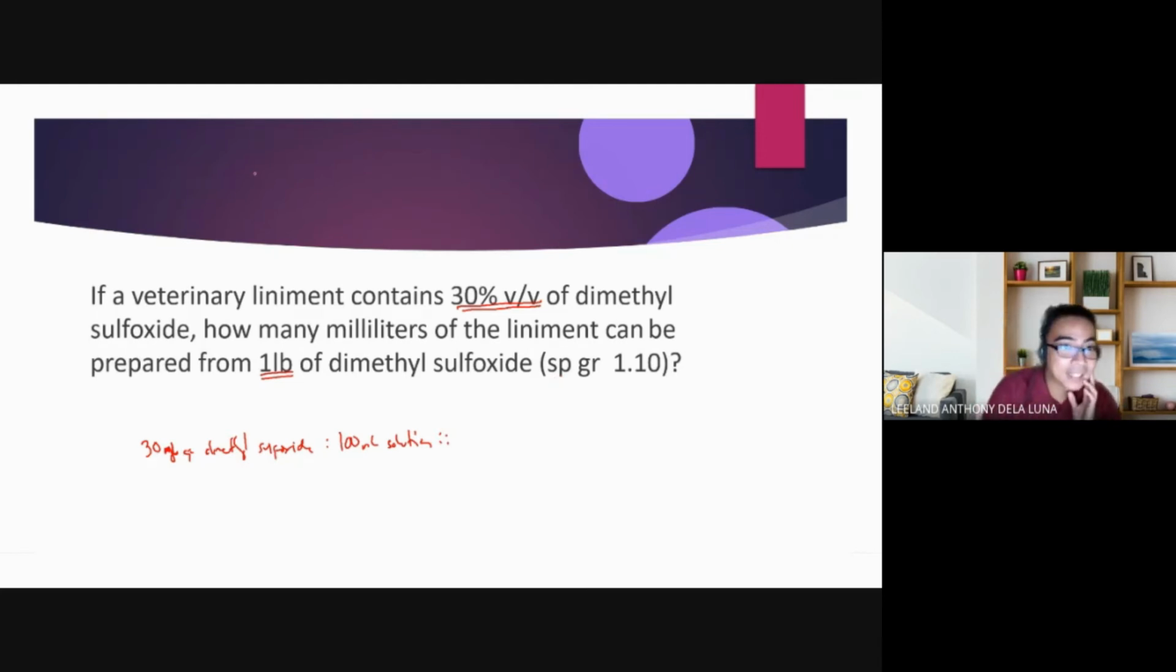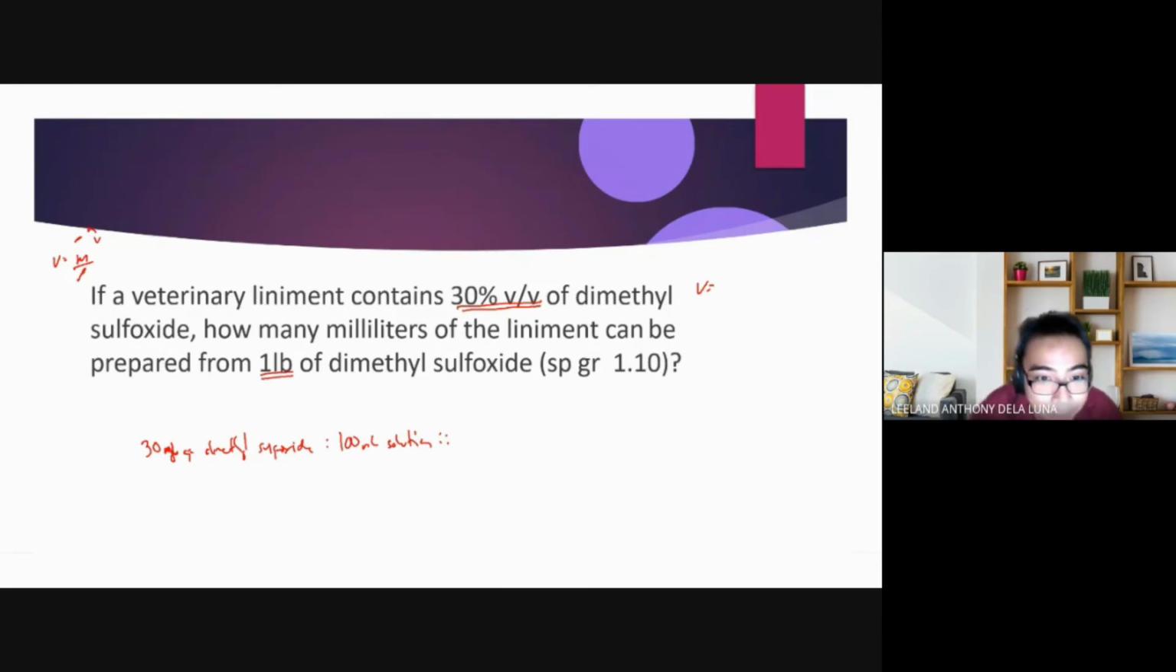So sabi natin, class, if you want to get volume, that's mass over density. Mass over specific gravity or density. So therefore, dito tayo sa side, volume would be equal to 1 pound. Convert ko muna to 1 pound. Well, actually, I need to convert this first to grams.